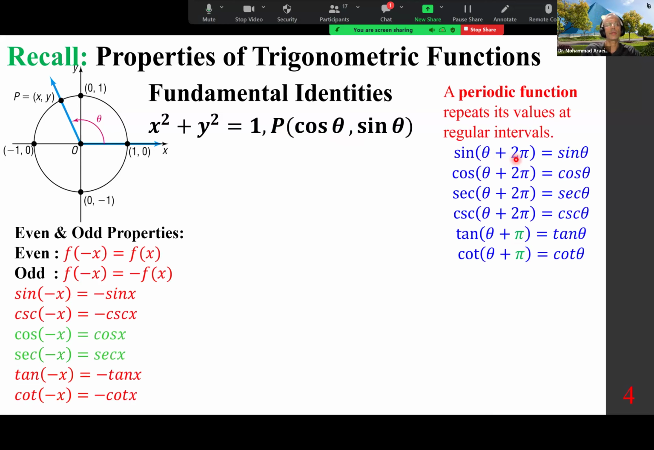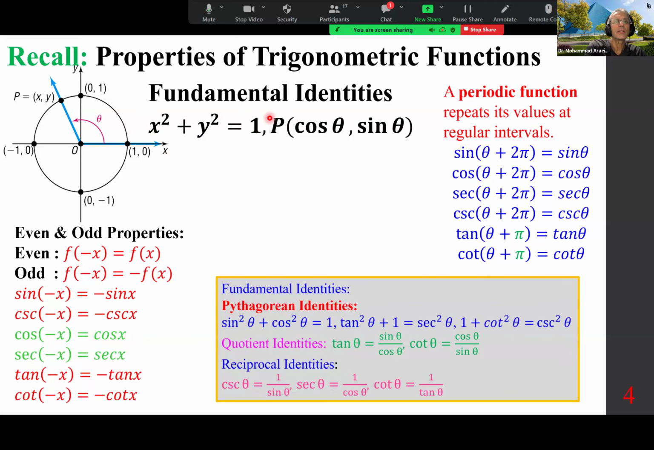Even and odd properties, as you recall, even function means f of minus x is f of x. Odd function means f of minus x is minus f of x. All trigonometric functions are odd functions except cosine. Cosine of minus x is cosine x. And with that goes secant, because secant is the reciprocal of that. Secant of minus x is also secant x.